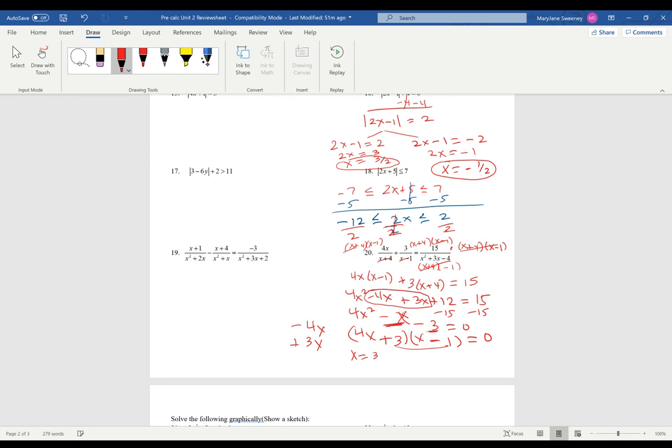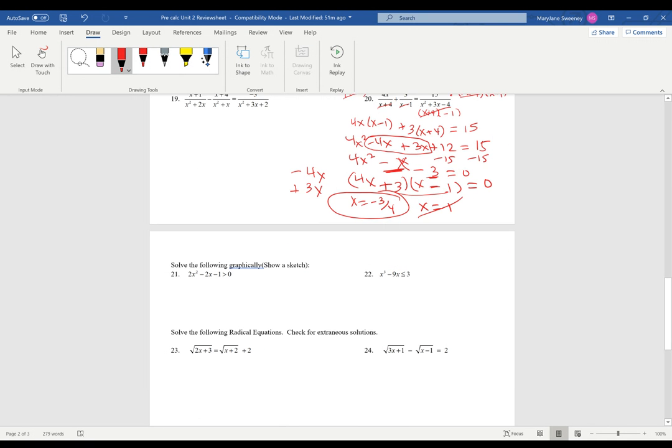So x is negative 3/4, and x is 1. However, because of the denominator of the fraction, I can't have 1, so I'm just going to keep the negative 3/4.